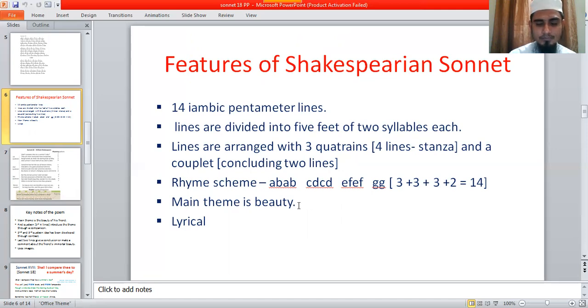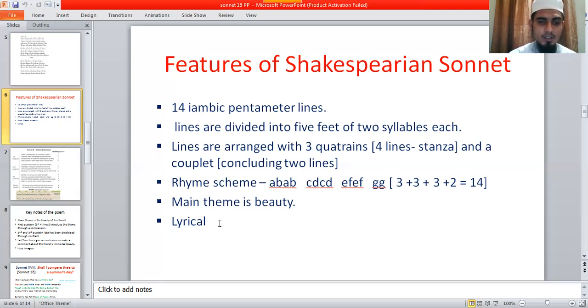You know that the main theme of a Shakespearean sonnet is love, beauty, etc. So William Shakespeare mainly deals in his sonnets with the beauty of his friends, of his beloved maybe, general beauty, or the beauty of his particular friend. So this is the main theme of William Shakespeare's sonnets. He deals mainly with beauty, love, etc.